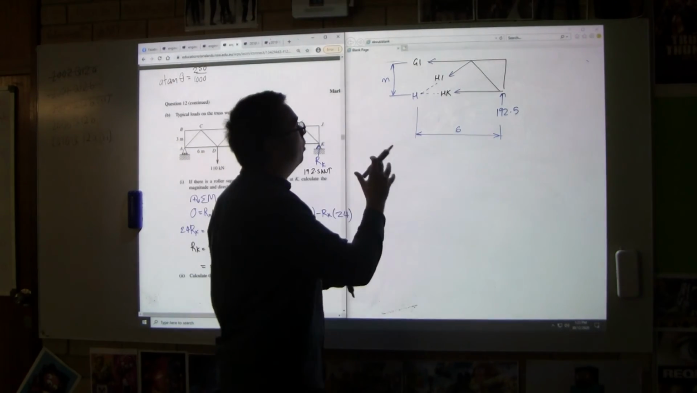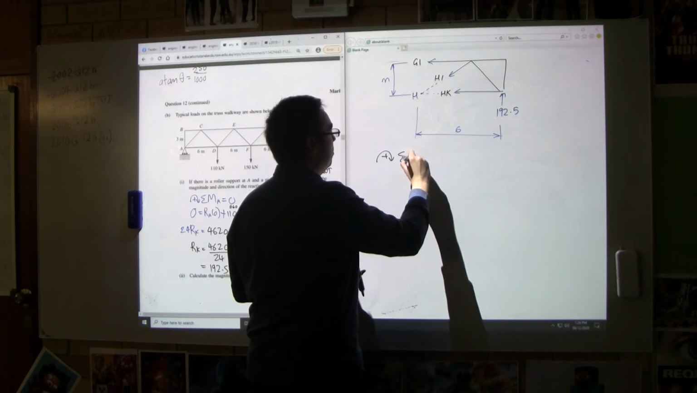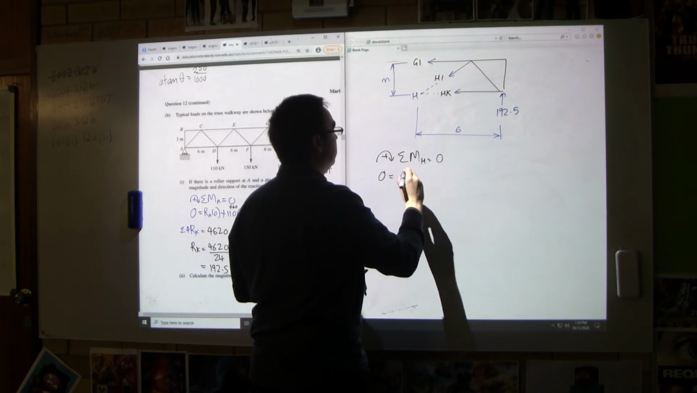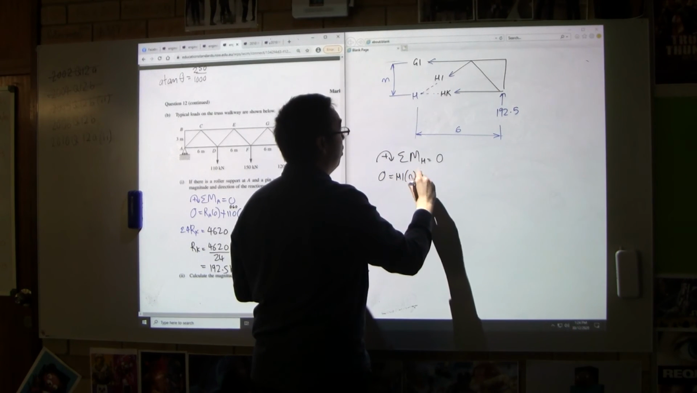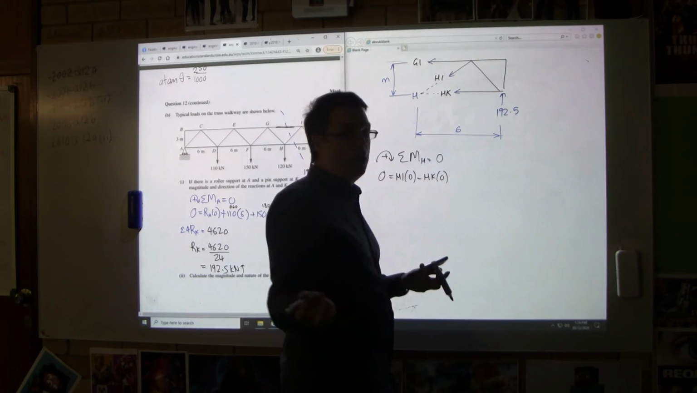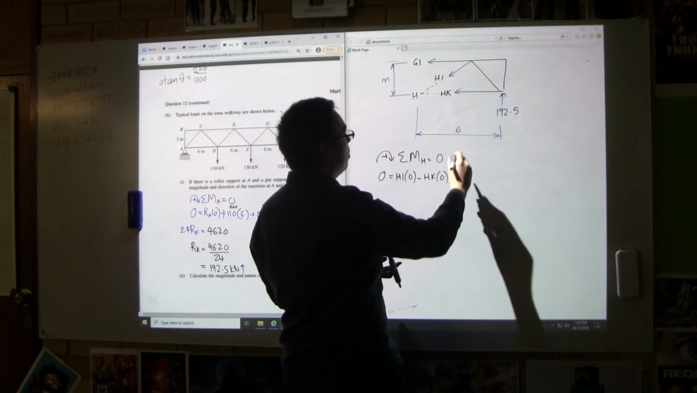Okay, so in this case, what we're going to do is we're going to say sum of the moments about H equals 0. 0 equals HI brackets 0 minus HK brackets 0. Again, you can see why other people just ignore those lines, right? But I like to include them. I like to say that's why we're doing things.